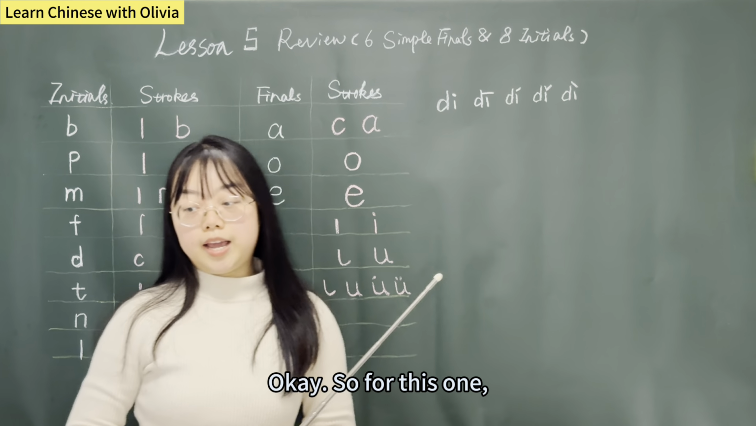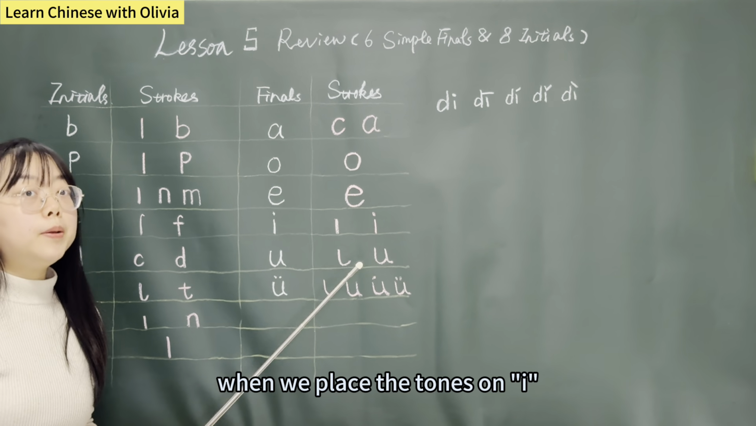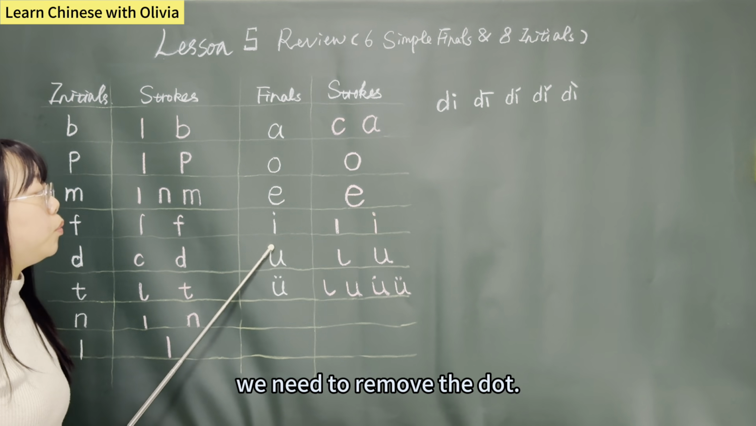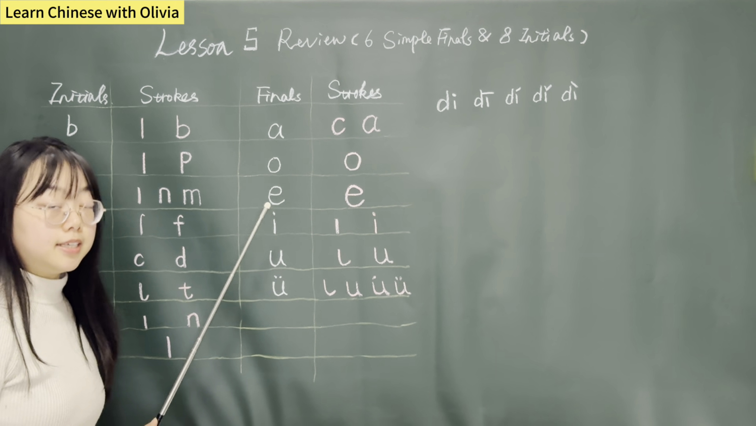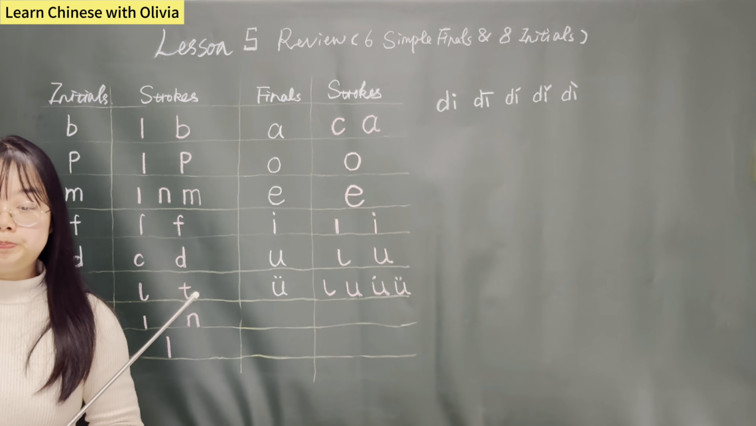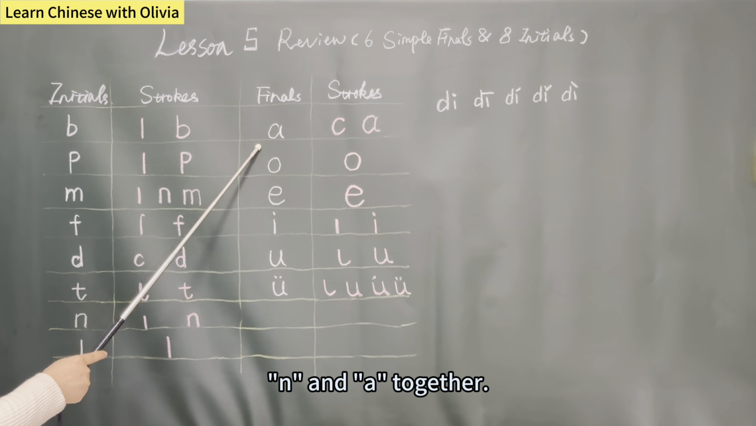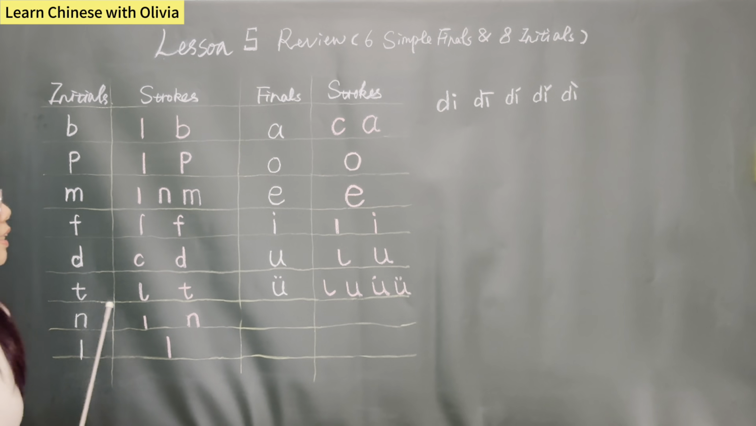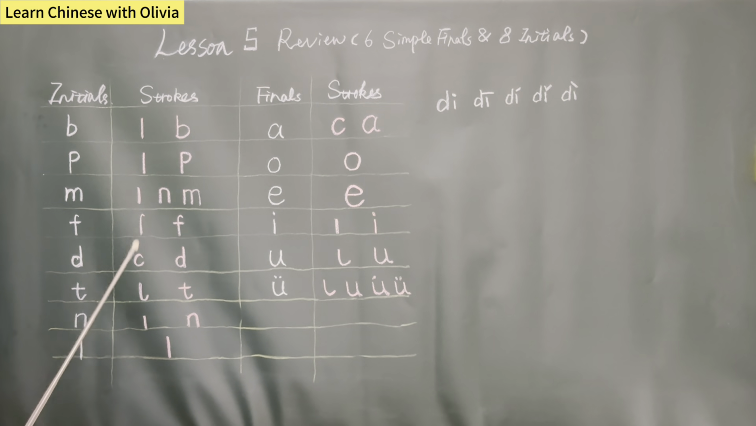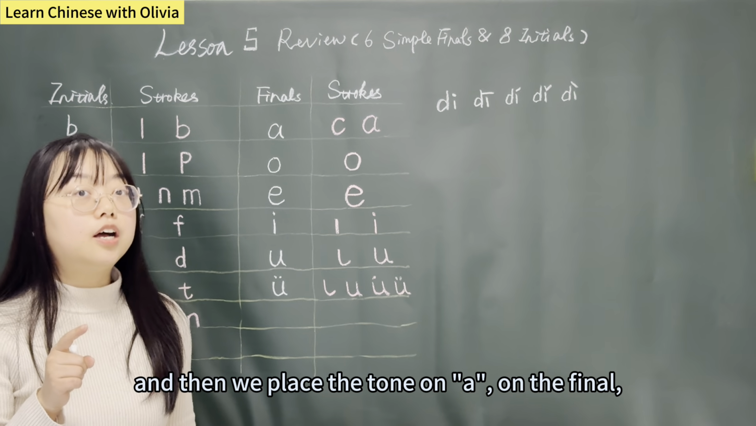Okay, so for this one, we need to focus on the writing of E. When we place the tones on E, we need to remove the dot. Then we said N and A together. N, A, N, A, na. And then we place the tone on A, on the final.